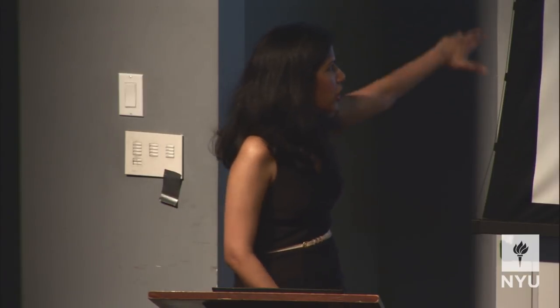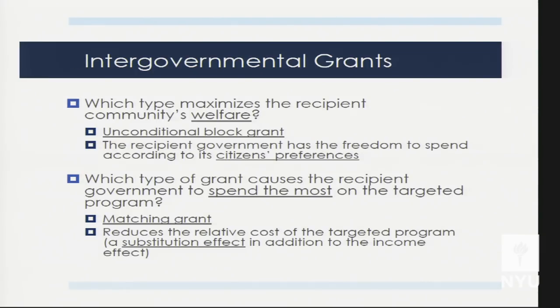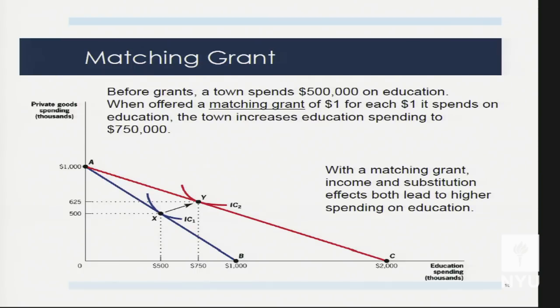What kind of grant will actually cause the recipient government to spend the most on the targeted program? That's going to be the matching grant. And you'll see that the matching grant has this added bonus of also inducing a substitution effect. And that's why it's more effective in actually inducing spending on the targeted program. So we'll see all this stuff starting now.